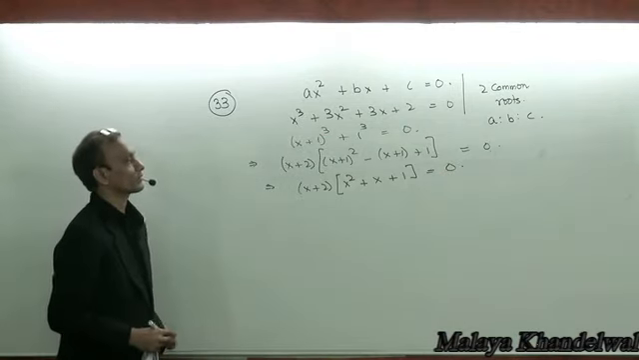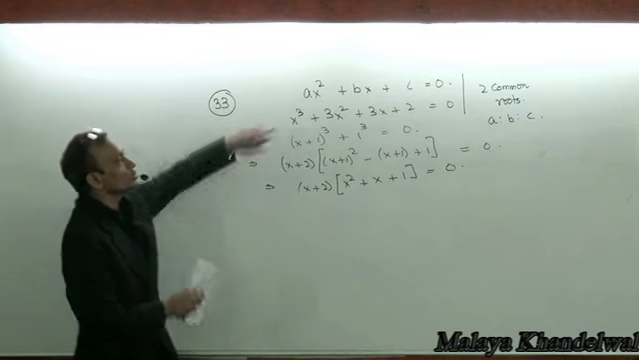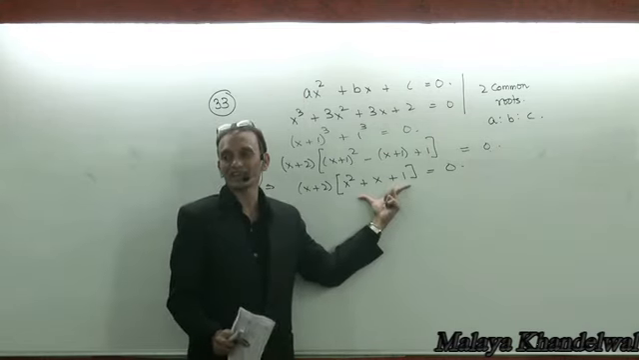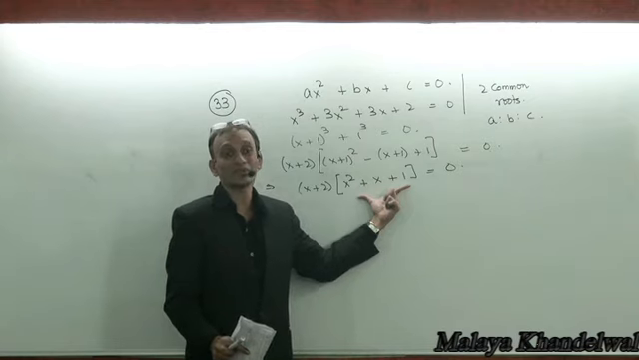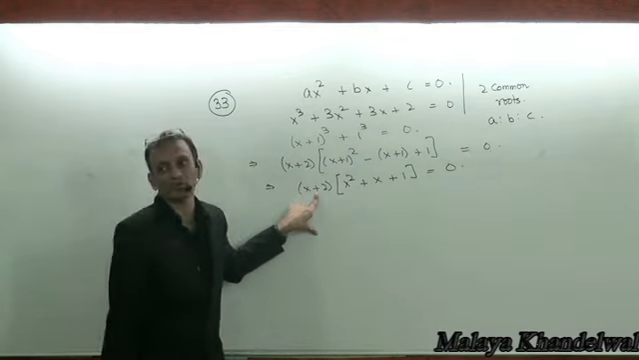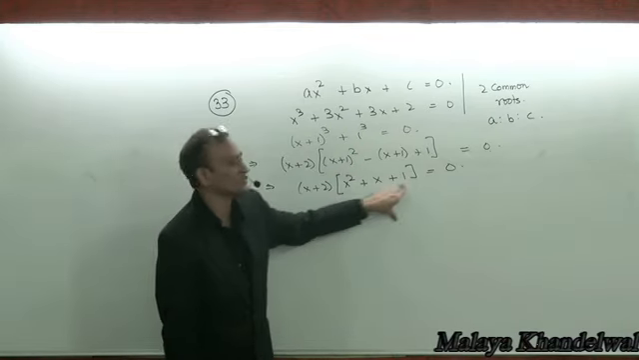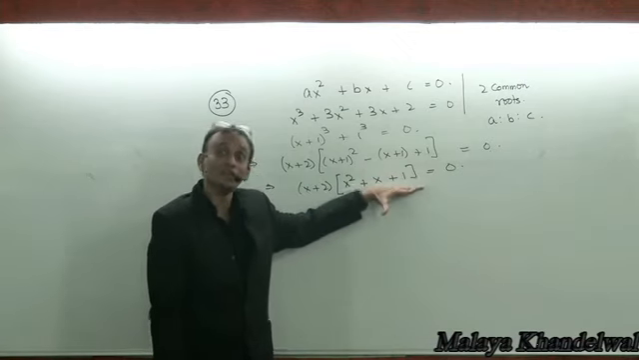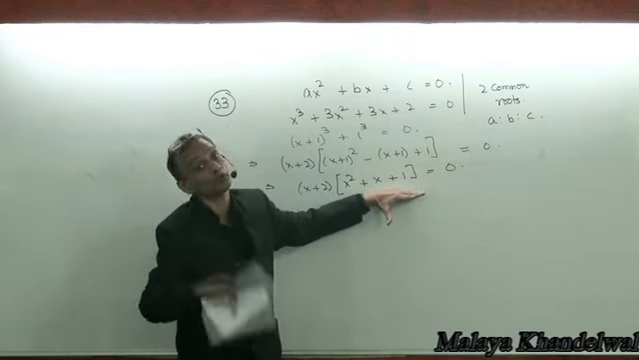Now, the two roots of this must be common with the two roots of this quadratic. Isn't it? That's the only possibility. It can't have one root common with this and one root x equal to minus 2. Because see, the roots of this are complex. So if it has to have at least one root common with this, and if it has one root common with this, the second root must also be common.